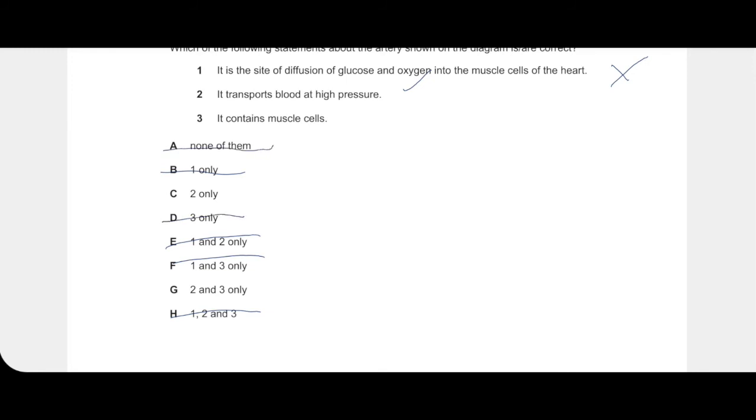And now statement number three. It contains muscle cells. And that is correct. Arteries do have muscle cells lining them. So therefore, C is wrong and the answer is G. That's question number 17 completed.